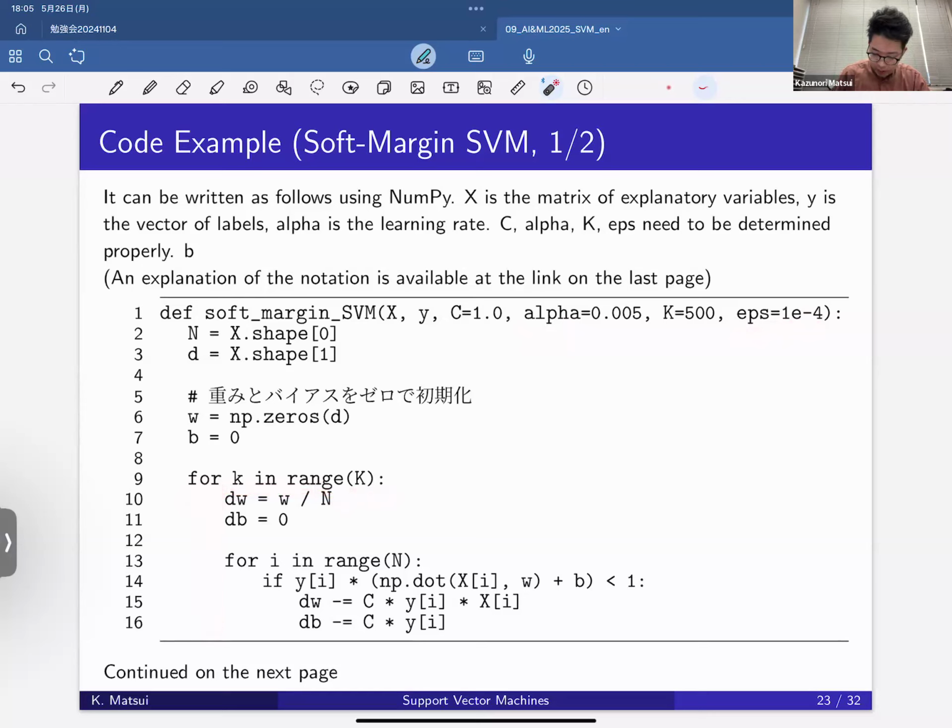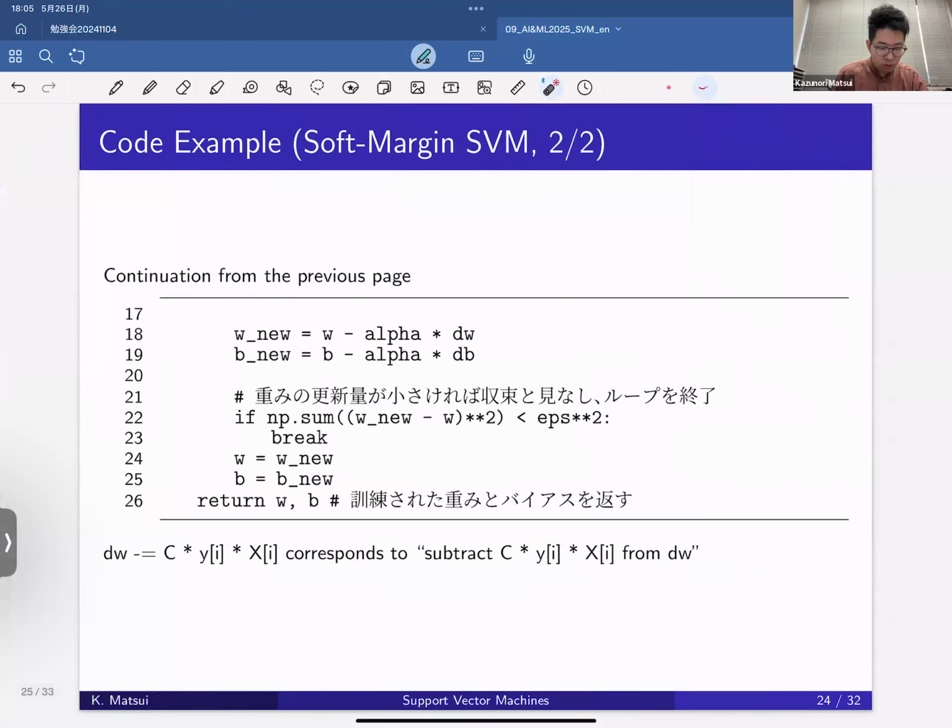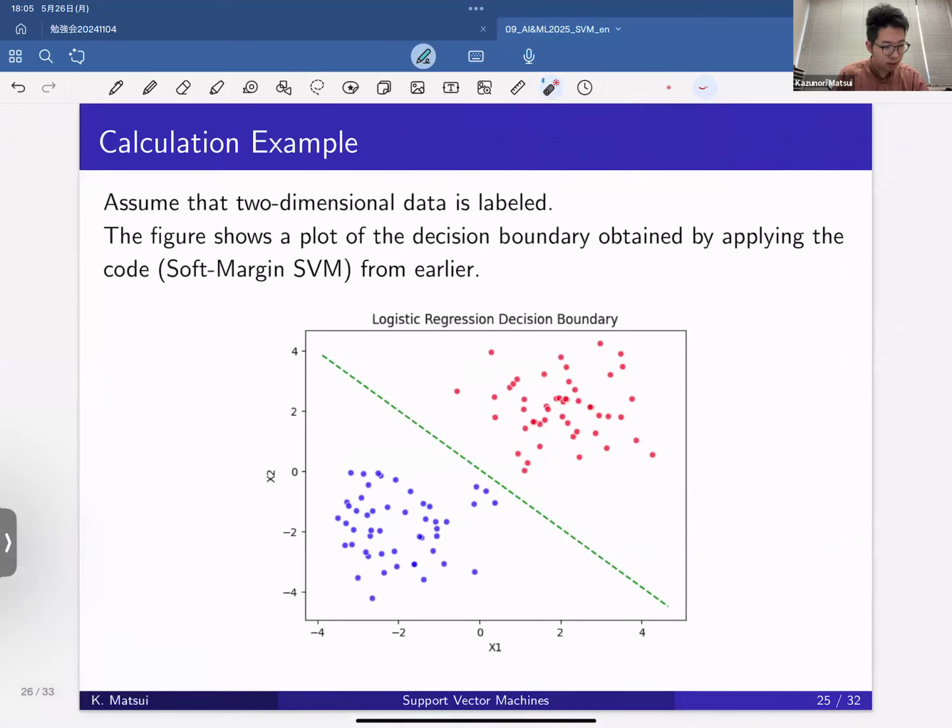Only when yi(w·xi + b) is less than 1, we do the process of subtracting this from dw and db. When we actually execute the calculation, we get the result like this.